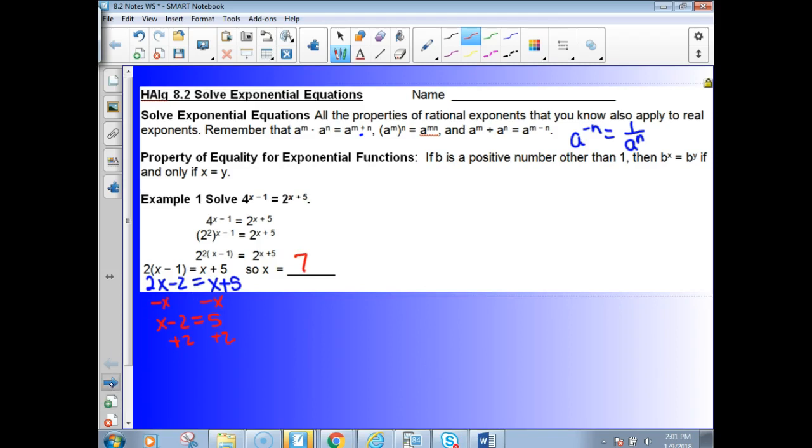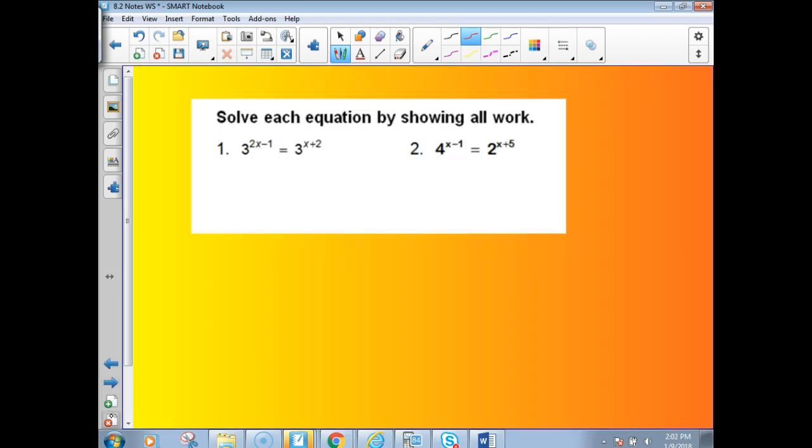All right, now we are going to practice some problems to try to get this idea across. Solve each equation by showing all work. Once you see the bases already matched, you are ready to drop the bases and set the exponents equal to one another. Since both of the bases are 3, you can set the exponents equal to solve for x. We would subtract x from both sides, and then we would add 1 to both sides and get x is 3 for that problem.